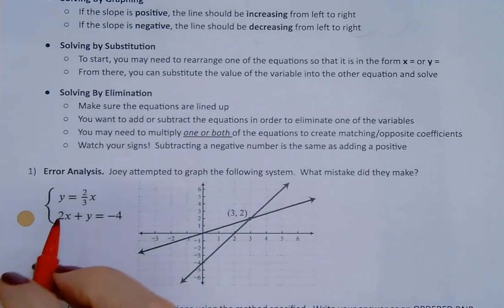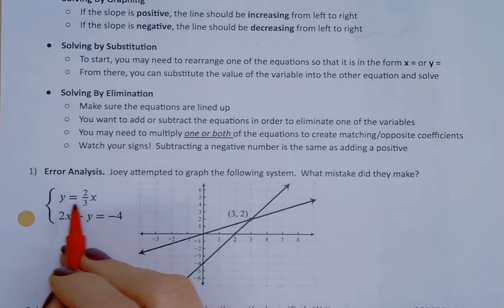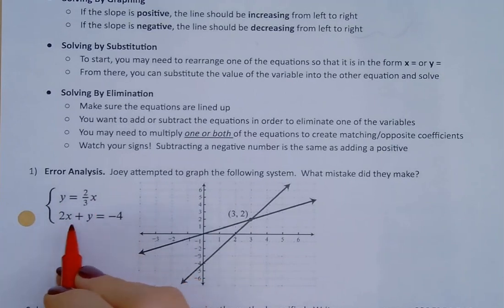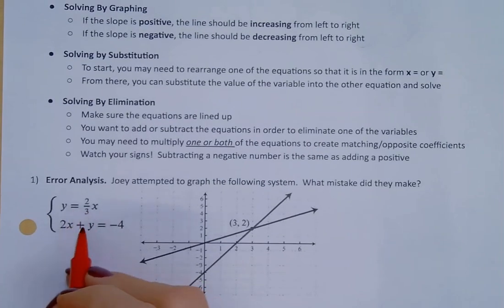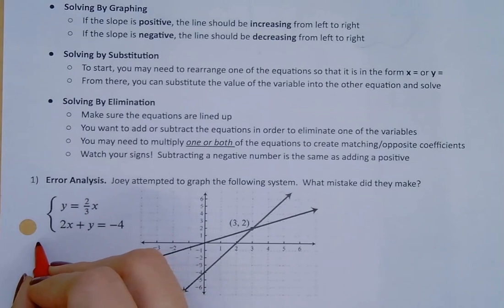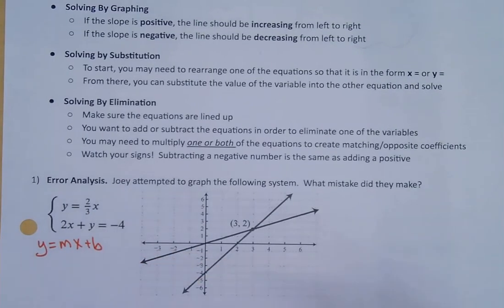Okay, so Joey attempted to graph the following system. We are graphing y equals 2/3 x, and we are graphing 2x plus y equals -4. So remember, when we're graphing, we're going to graph each equation, and it's often easy to just graph using the y equals mx plus b format. Okay, so you'll start by graphing your b or y-intercept, and then you'll use the slope to find the next point.